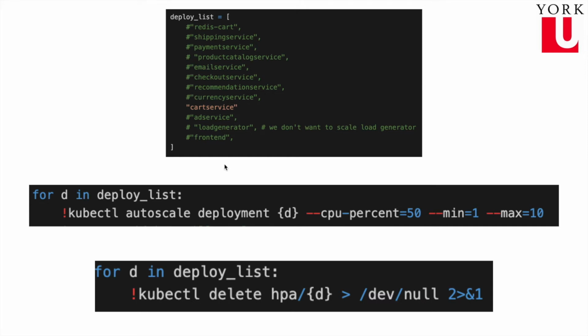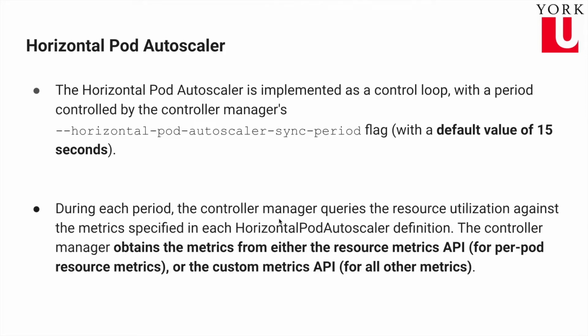Finally, we also have commands that were done in the previous lab in order to delete HPA. And again, HPA is associated to a deployment. So for each deployment, we're going to have an HPA pod that is associated to it. So in order to delete it, you can just do kubectl delete HPA and then the name of your deployment, and you're good to go.